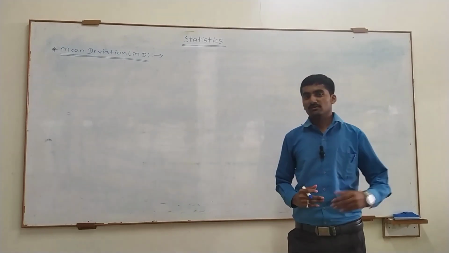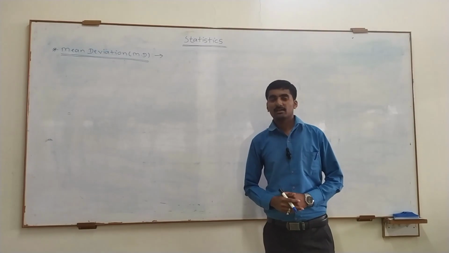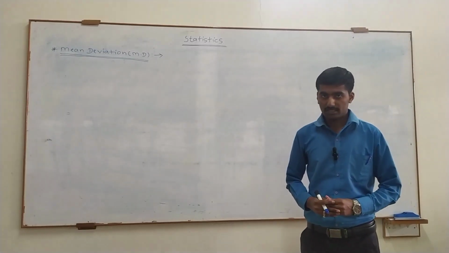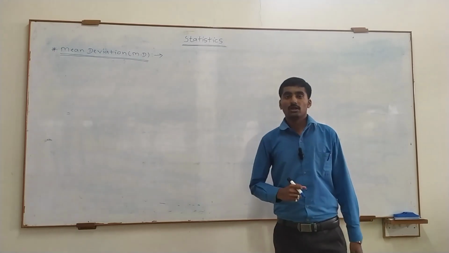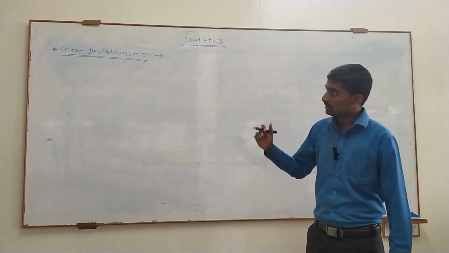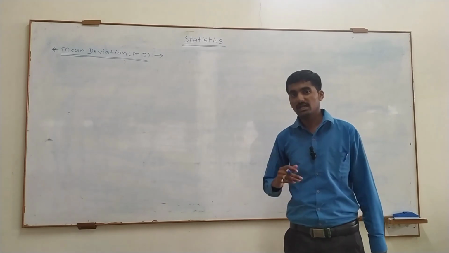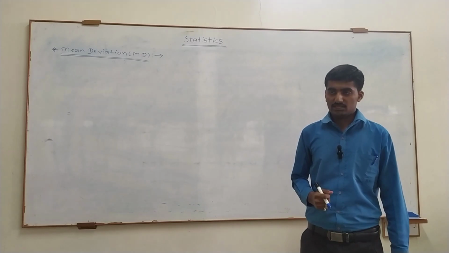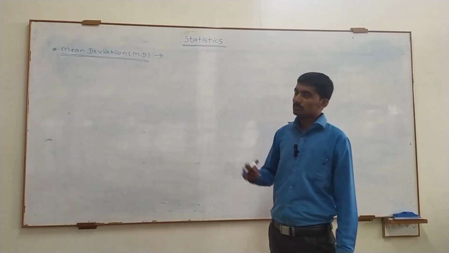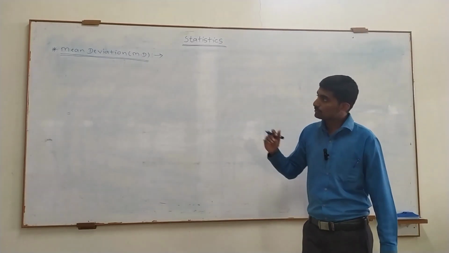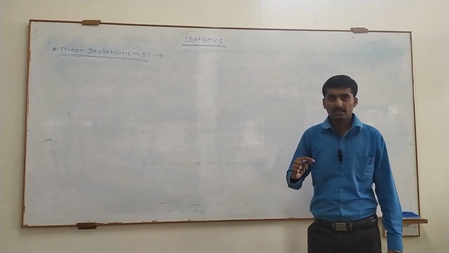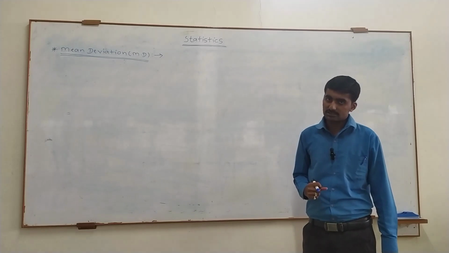In the previous video we saw the concept of quartile deviation and some examples on it. Now in this video we will first see the formulas related to mean deviation, and after that we will solve some examples on mean deviation. Before going to the mean deviation, there are two types of examples asked: the first one is for discrete data and the second one is for continuous data.